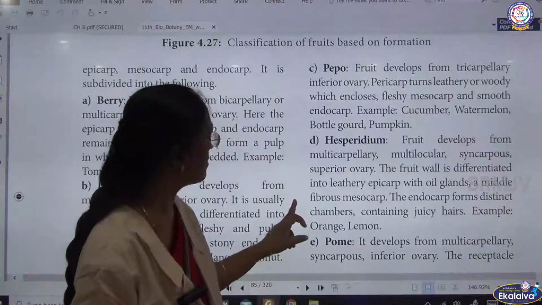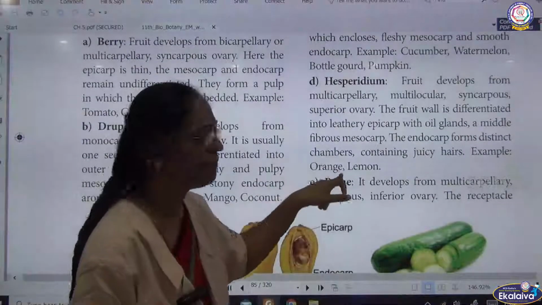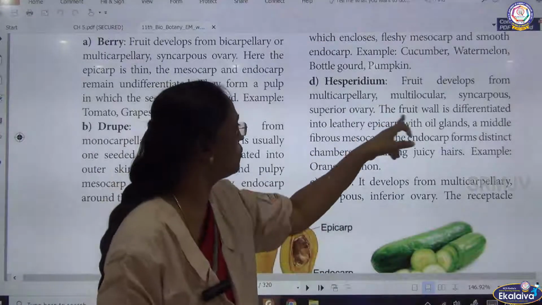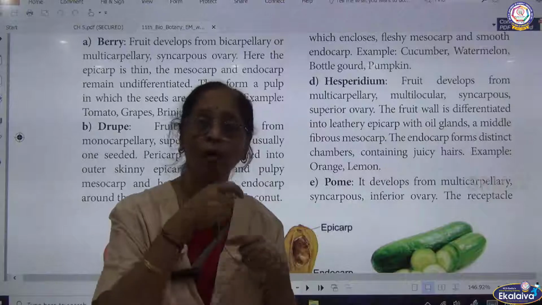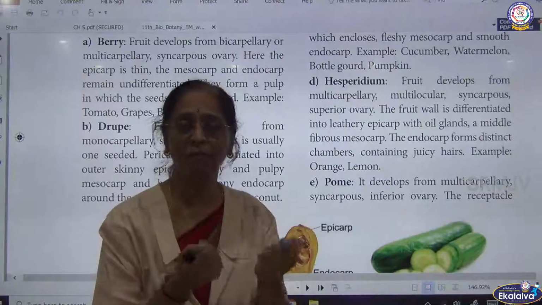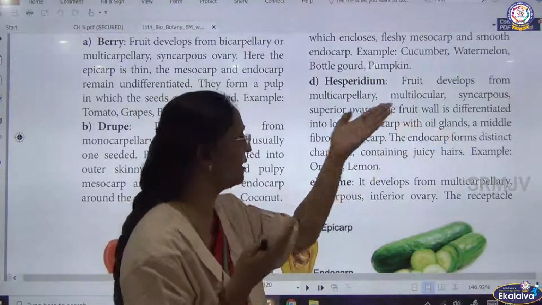Cucumber, what we eat, is a type of fruit that we call a pepo. And Hesperidium, orange is an example. In this, you will find that the fruit wall is differentiated into an outer wall. You will find that it is leathery, and we all know that whenever we peel it, we get that fragrance. It is nothing but because it has the oil glands.